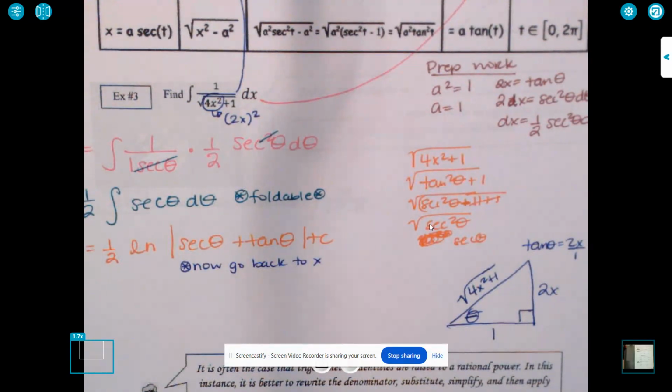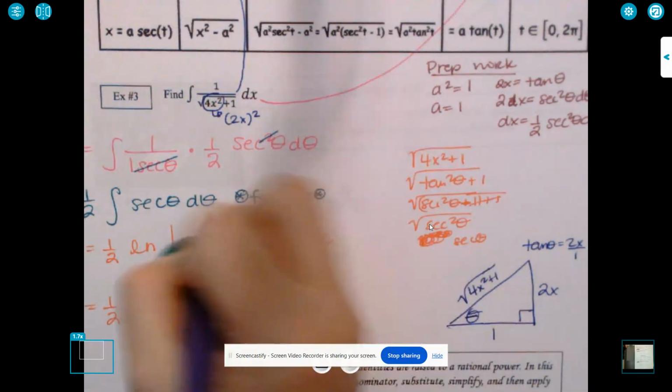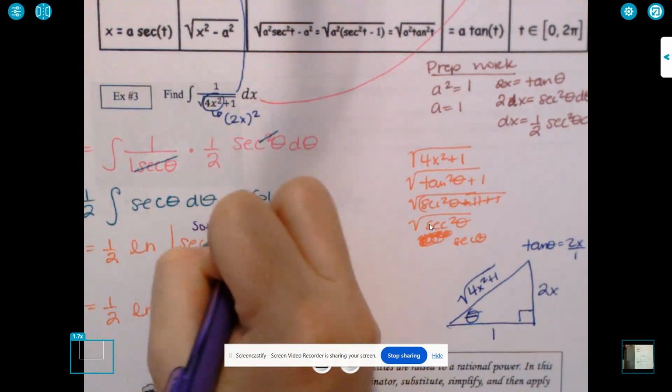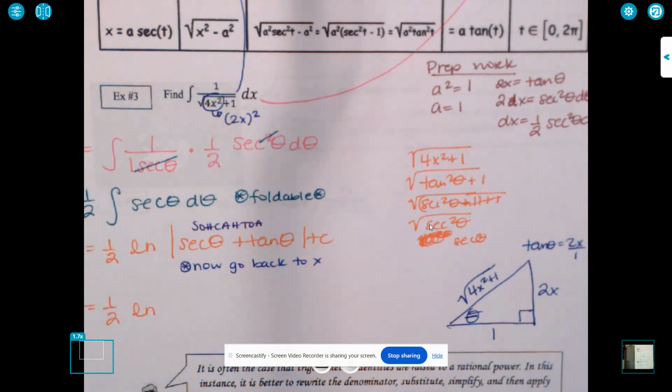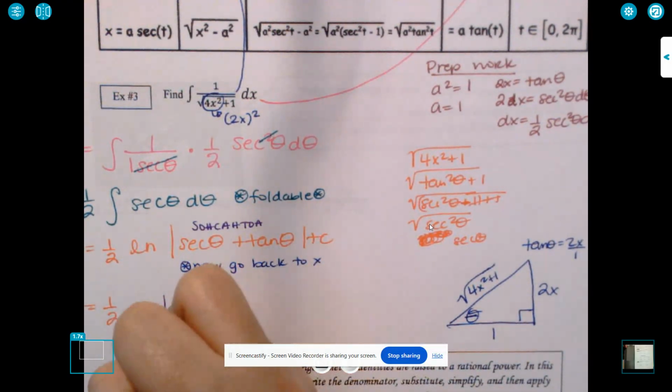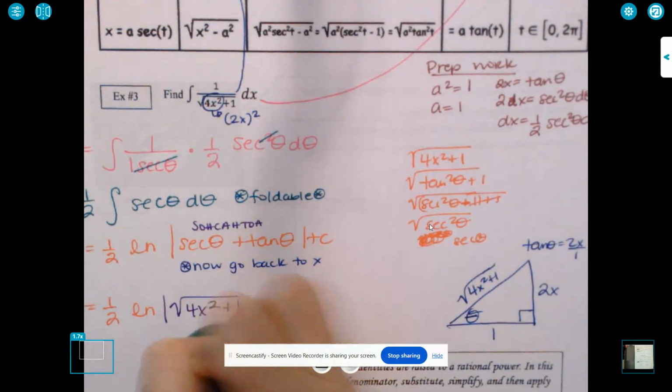All right, so now we can go in and say 1/2 the natural log. All right, so secant is 1 over cosine. So remember, again, secant's 1 over cosine. Cosine is normally adjacent to hypotenuse, so secant will be hypotenuse over adjacent. So hypotenuse is going to be the square root of 4x squared plus 1 over 1. So it's going to be the ln, absolute value of the square root of 4x squared plus 1 over 1.